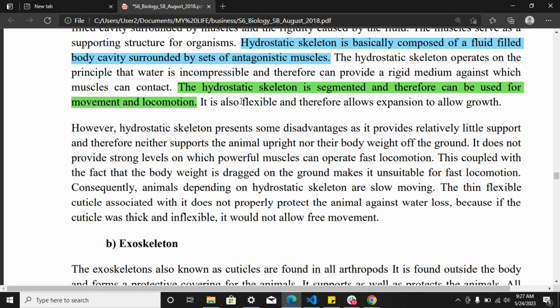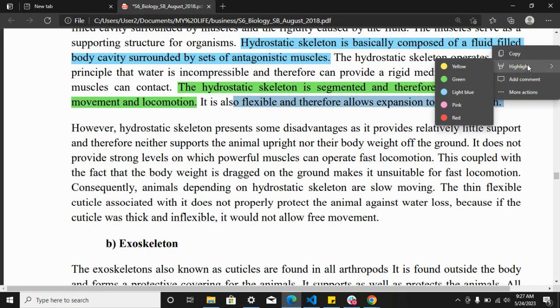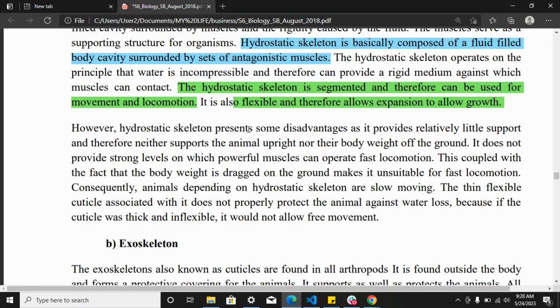Rero kubera kuntu iri flexible cyangwa se yoroshye, yemerera yuko organism ishobora kuexpandinga, ari nabyo byemera yuko growth yoroha kuri organism ifite hydrostatic skeleton. Noneho some of the disadvantages of hydrostatic skeleton: it provides relatively little support and therefore neither supports the animal upright nor their body weight off the ground.